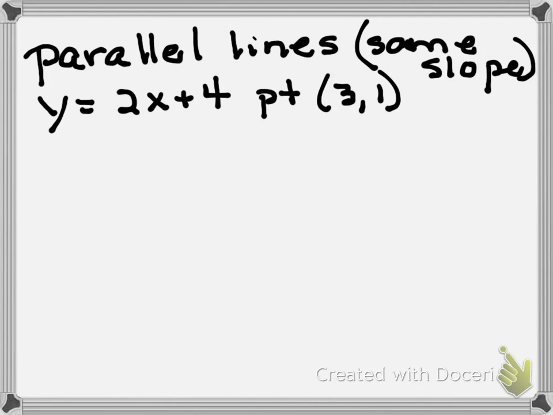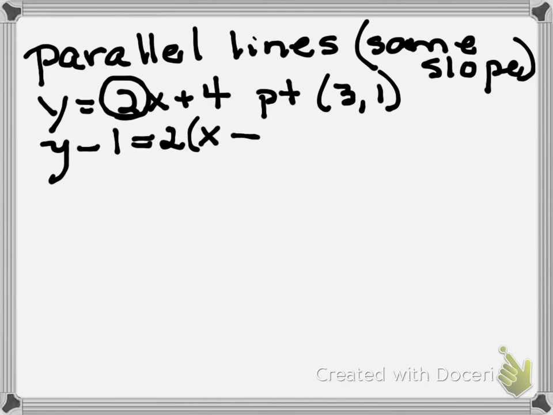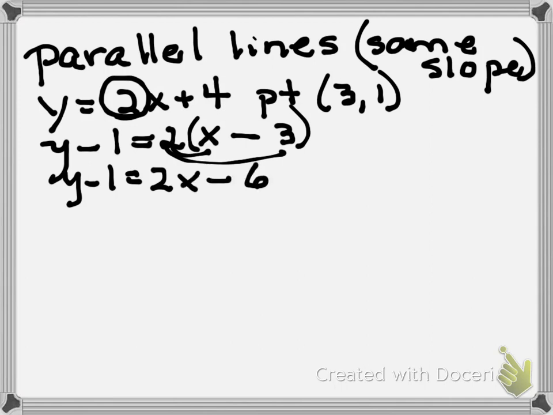So I want to write the equation of a line parallel to y equals 2x plus 4 and passing through the point 3, 1. I know that parallel lines have equal slopes. So now I'm going to use the point slope formula. y minus y1 equals the slope, which is 2 times x minus x1. Simplify. y minus 1 equals 2x minus 6, and add 1 so that we have y is equal to 2x minus 5.